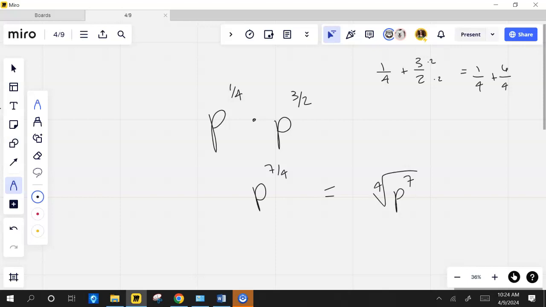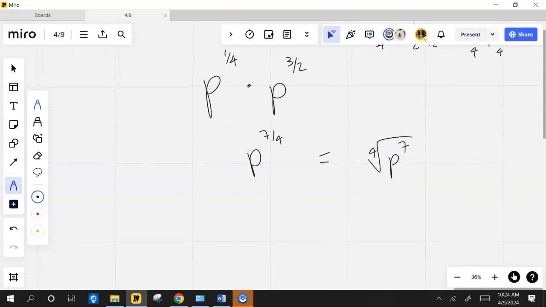There you go. 4 goes into 7 how many times? 1. And how many is left? So my simplified radical here would be P.